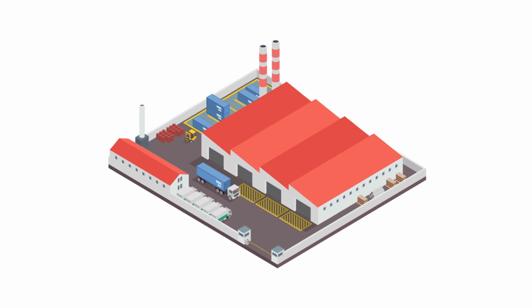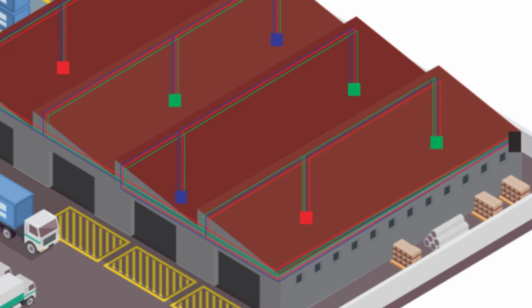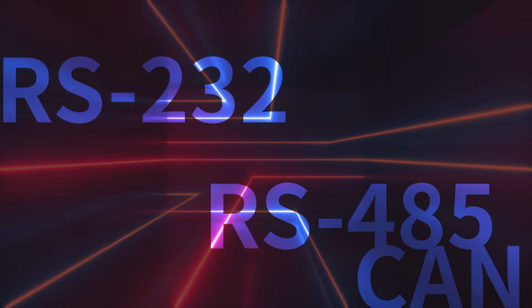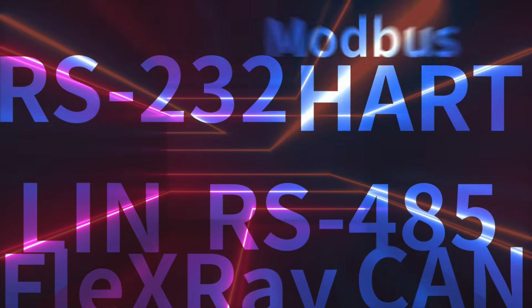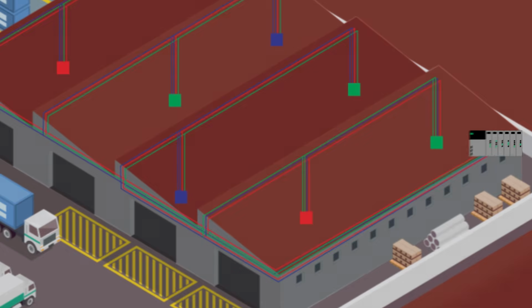The typical factory contains a complex maze of cables using a multitude of different communication standards, each with its own cable and connector type. You might find CAN, RS-485, RS-232, HART, FlexRay, LIN, Modbus, Profinet, and many, many more, each cable often routing to a single device.